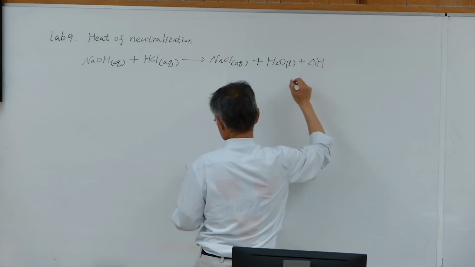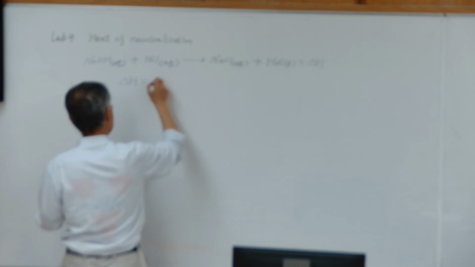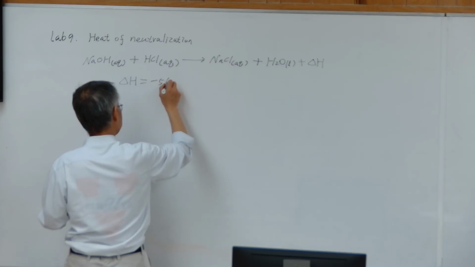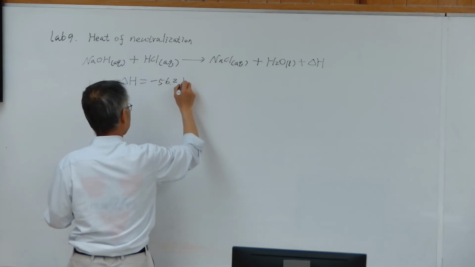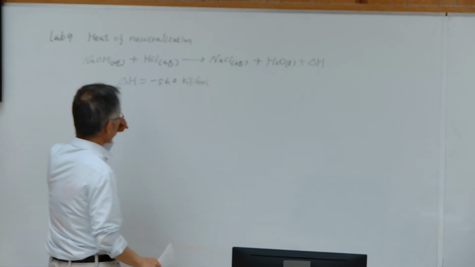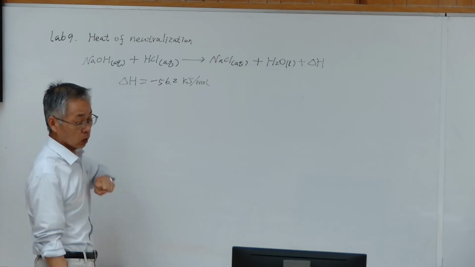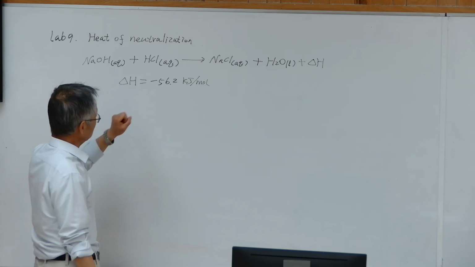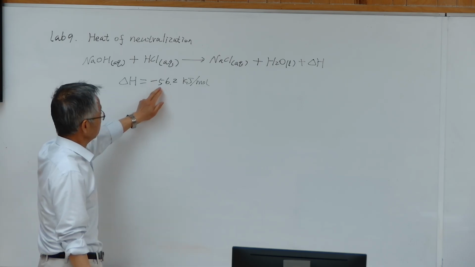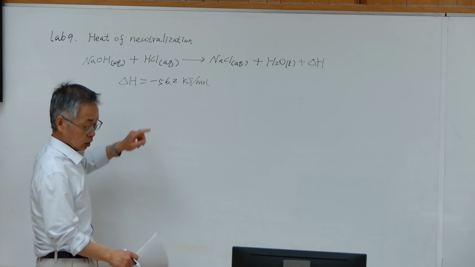We use the enthalpy change, delta H. The value is negative 56.2 kilojoules per mole. This means whenever 1 mole of sodium hydroxide reacts with 1 mole of hydrochloric acid, it will release 56.2 kilojoules of heat. The negative sign means heat is released.